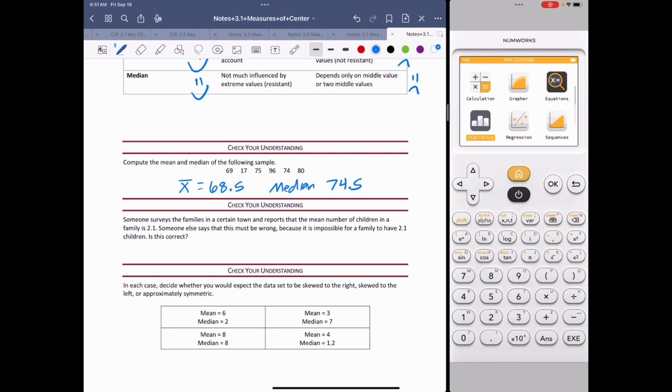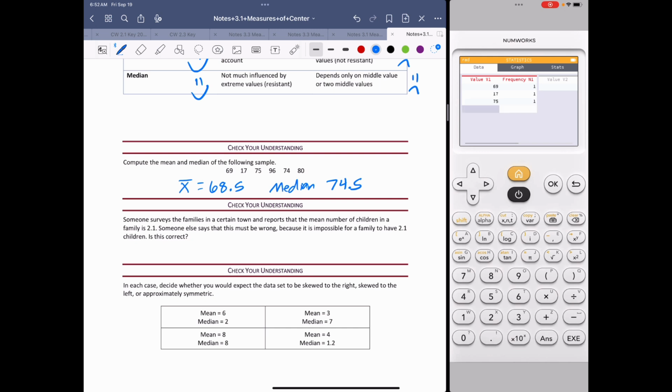Go into statistics on the calculator. And I'm going to go to that first thing that says data. And I'm going to enter these numbers in my list. So I'm going to enter the 69 and so forth. All right. Notice that it gives you the frequency one. We'll talk about that more in chapter 6. Right now, don't worry about that frequency at all.